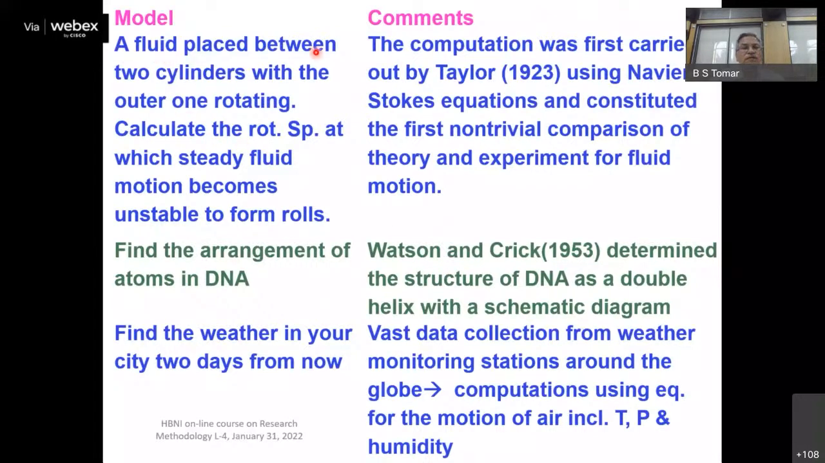A fluid is placed between two cylinders with the outer one rotating, and you calculate the rotational speed at which steady fluid motion becomes unstable to form rolls. This computation was first carried out by Taylor in 1923, using the famous Navier-Stokes equations, and it constituted the first non-trivial comparison of theory and experiment for fluid motion.